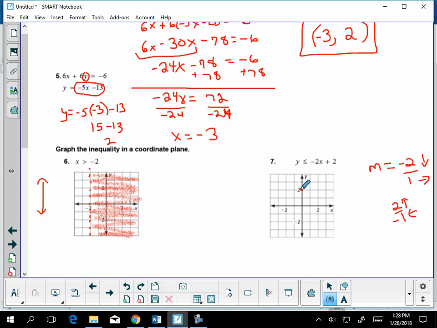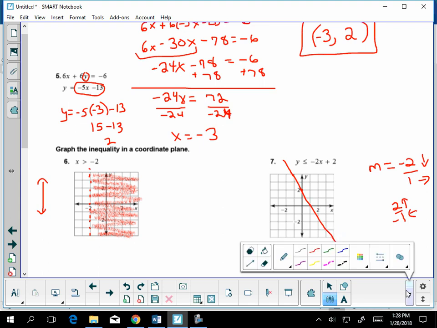Either way is going to get me the same line. Let's go ahead and do it. Down 2, right 1, or I could go up 2, left 1. Notice they're going to land on the same line. This time it's going to be solid because I've got that equal to. So I'm going to do my best to do a solid line.